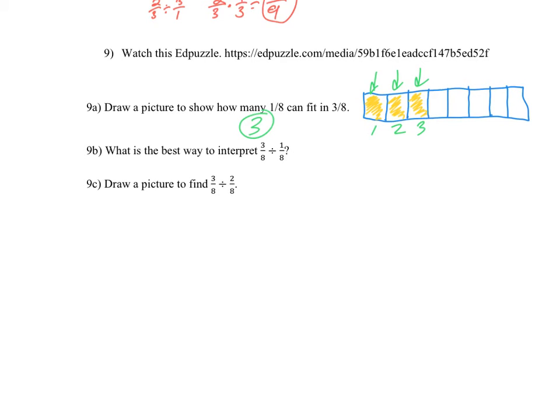What's the best way to interpret 3/8 divided by 1/8? That's exactly what we just did. What we did up here is the best way to interpret it.